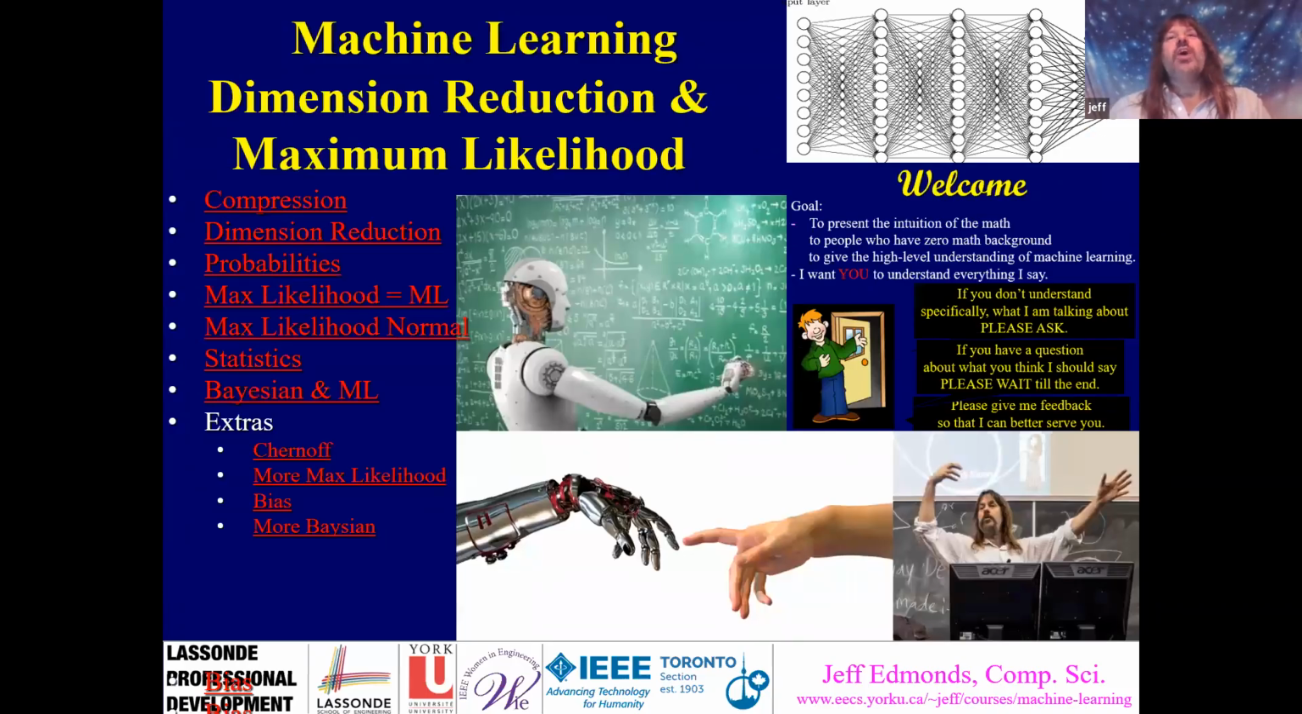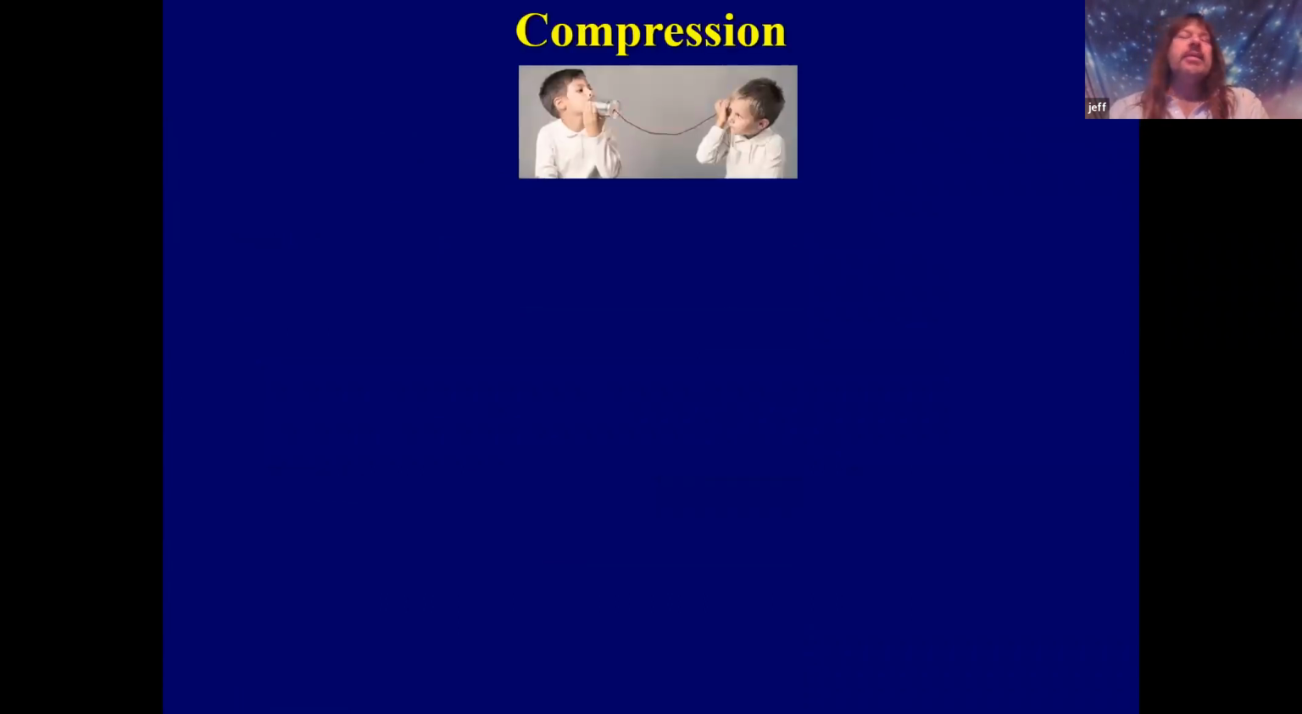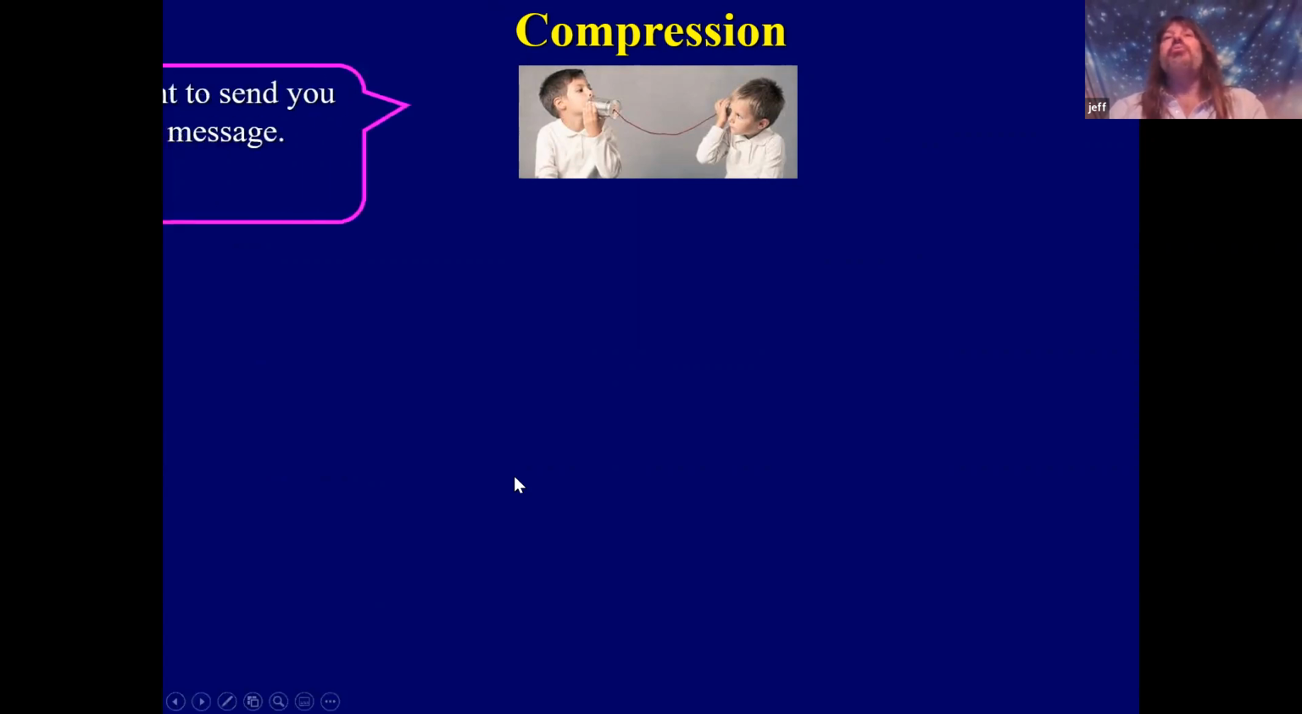Oh, there we go. So today we're doing dimension reduction and maximum likelihood, which use a lot of statistics and probabilities. So hopefully that won't be such a problem. And dimension reduction is again about compression.